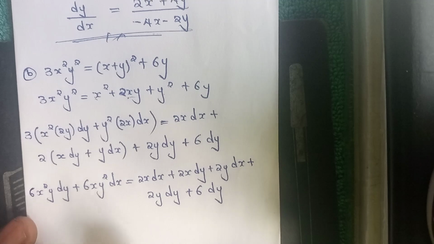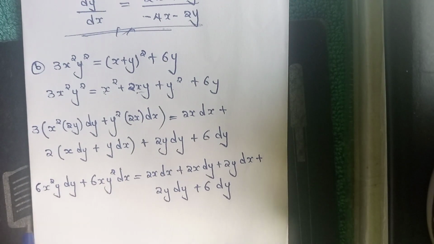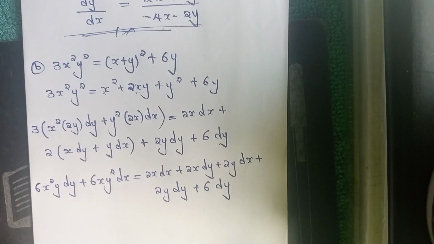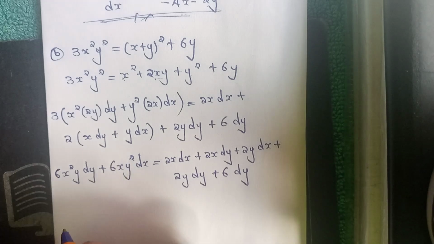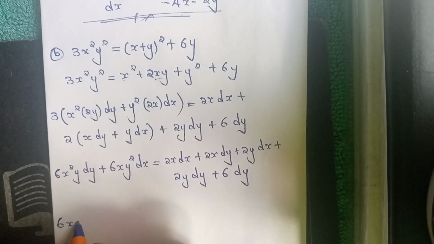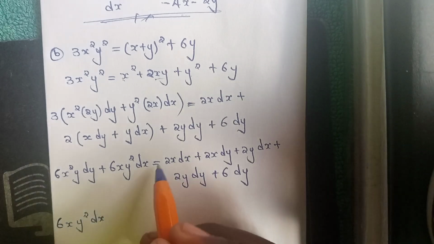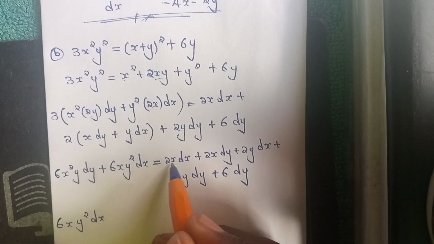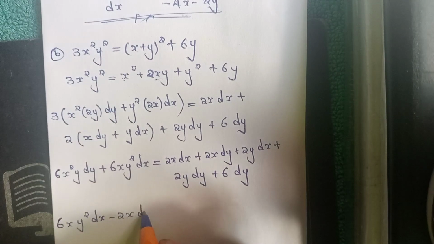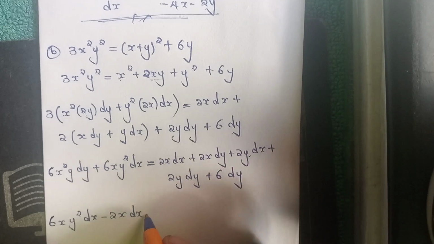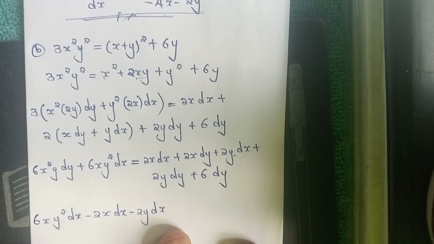Then at this point, I'll take those with dx to my left hand side, those with dy to my right hand side. So I have dx here, which will be 6x y squared dx. Then I have this dx, but this is to the right. For it to come to the left, it has to change sign. So it will be negative 2x dx. Same applies to this one, minus 2y dx. So I'm done with all the terms that have x.